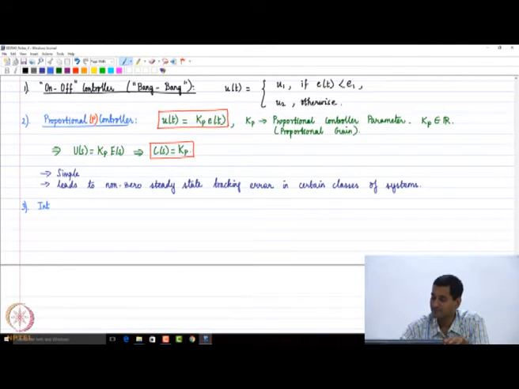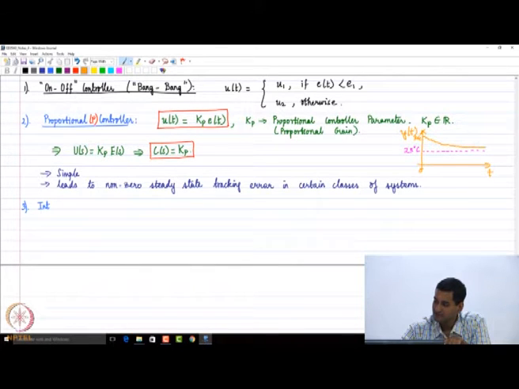Is it not, right? So for example, let me draw a diagram. Let's say I plot output versus input. Let us say I want a temperature of 25 degrees Celsius. What the proportional controller may do is that, starting at 30 degrees Celsius, it may bring it down, but then it will settle down like this. So as time increases, you are going to have a non-zero steady state error. Okay, so that's what I called a tracking error.